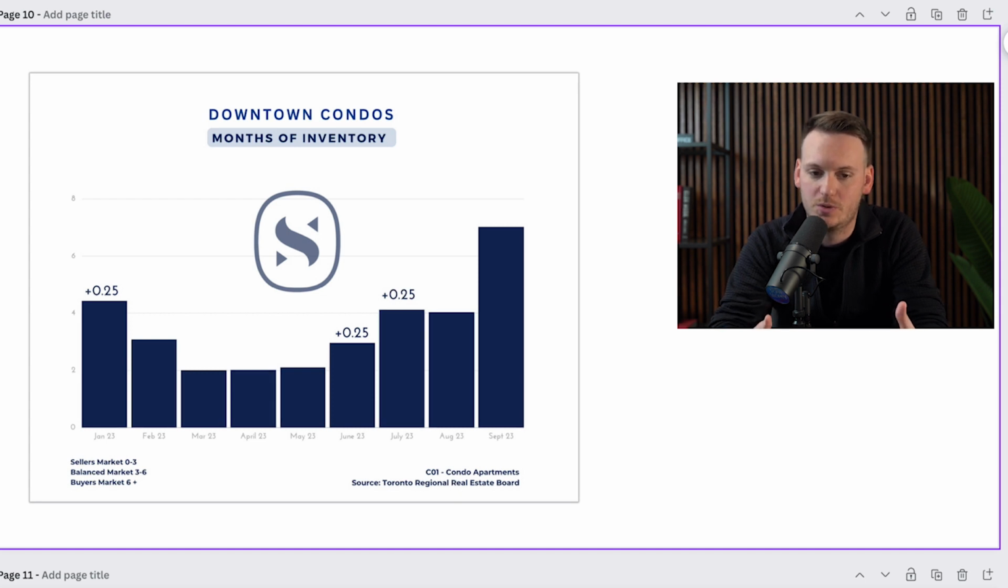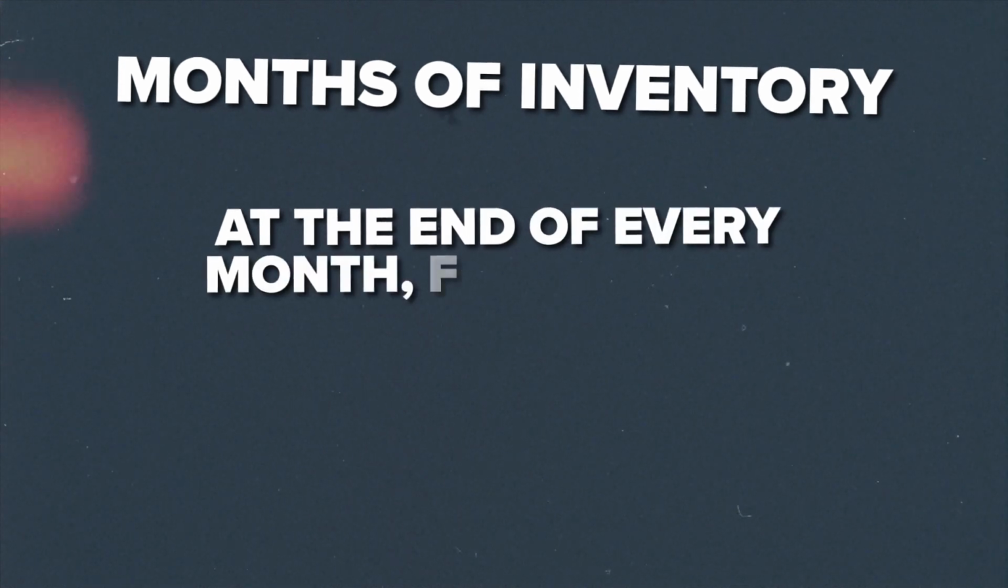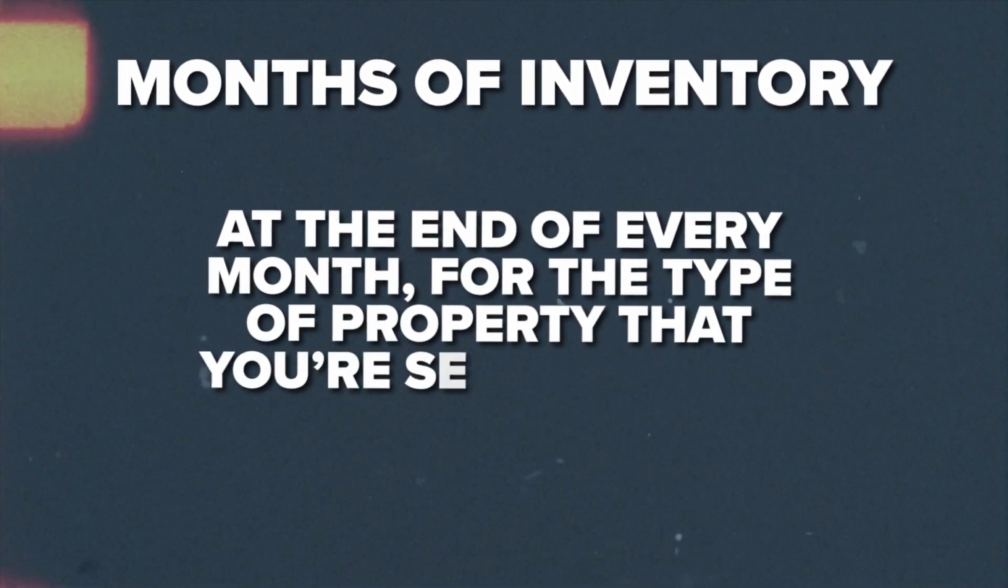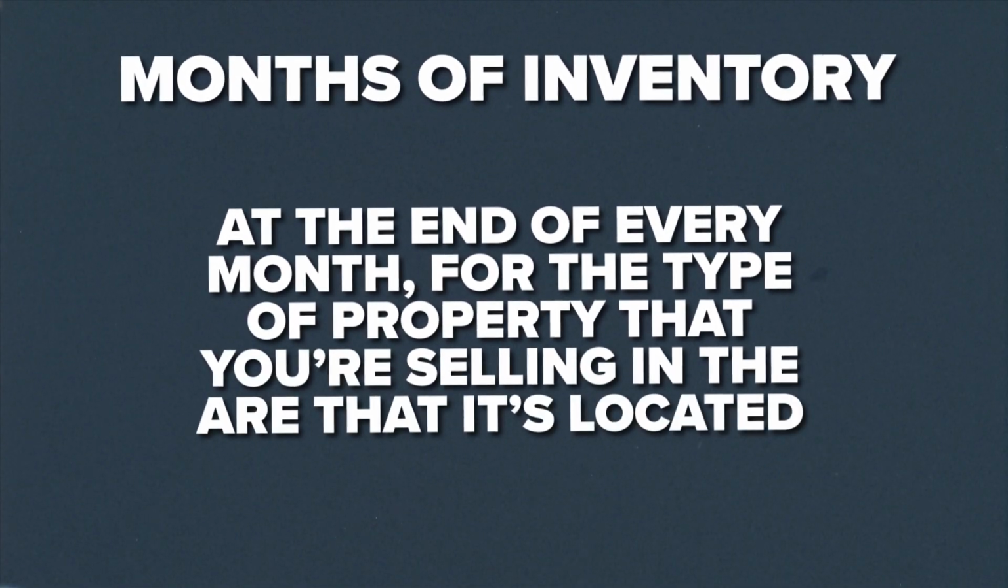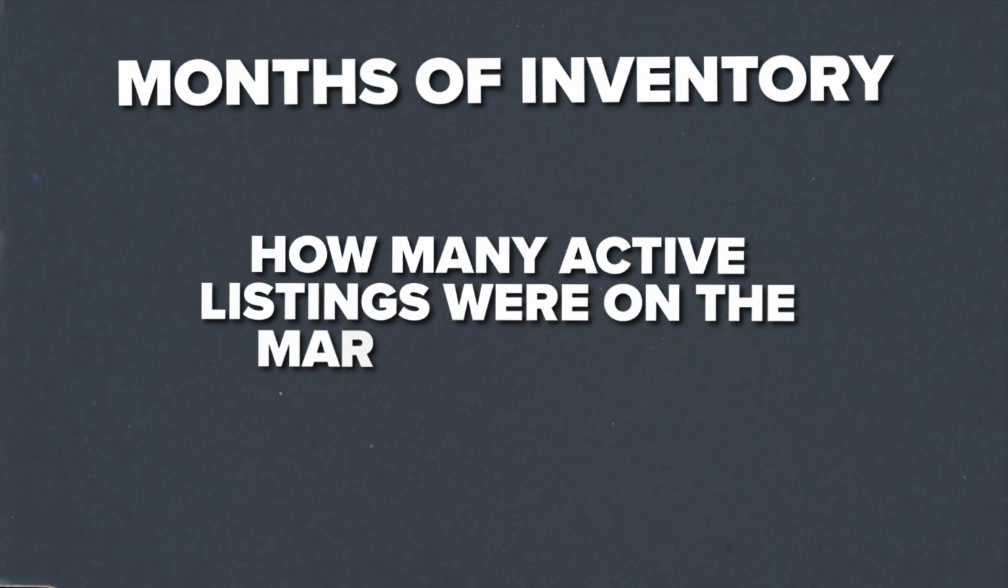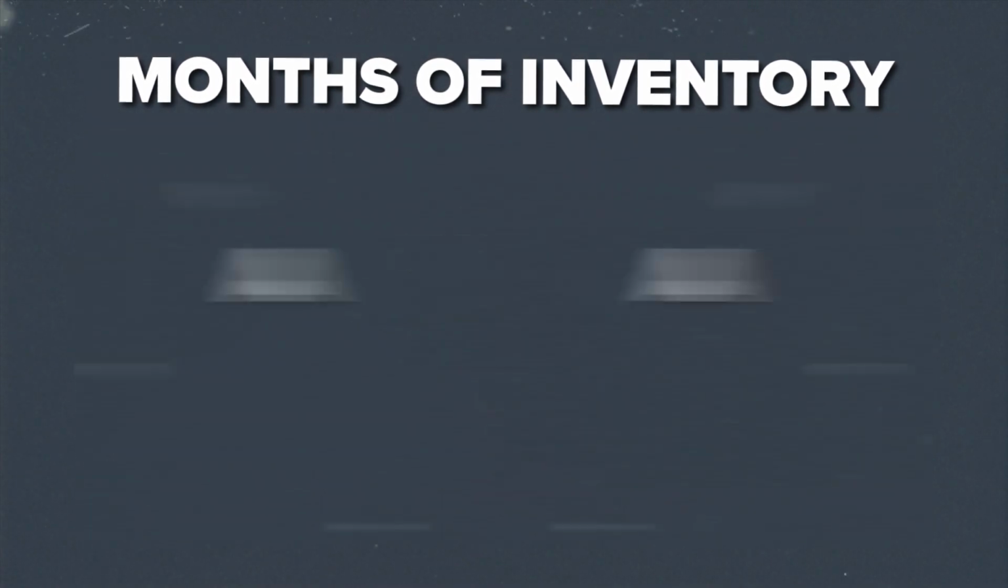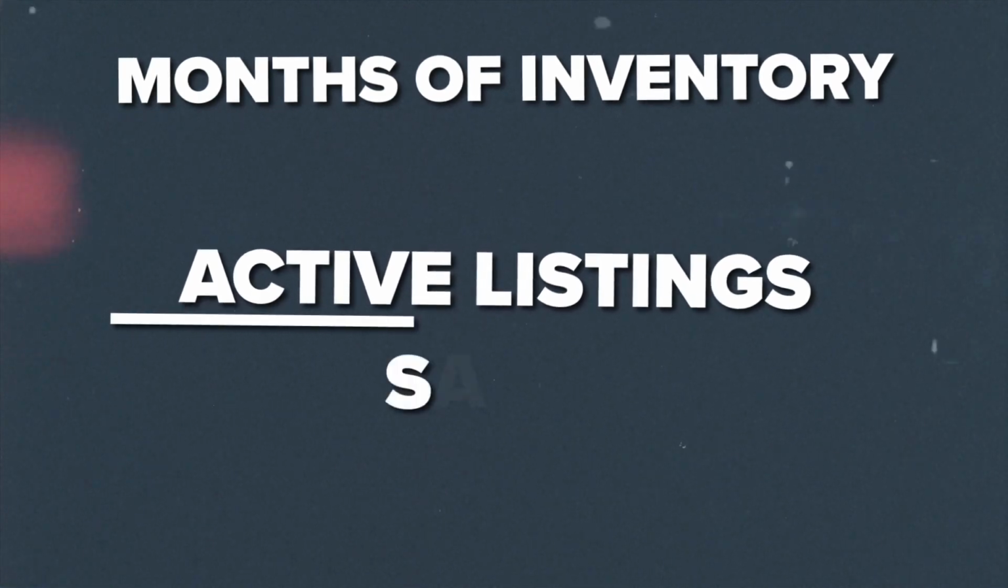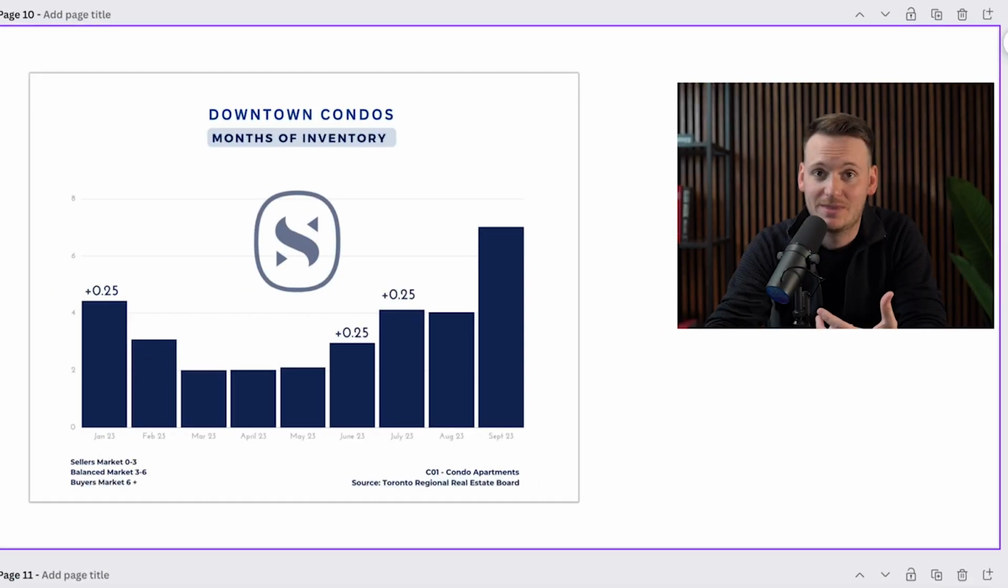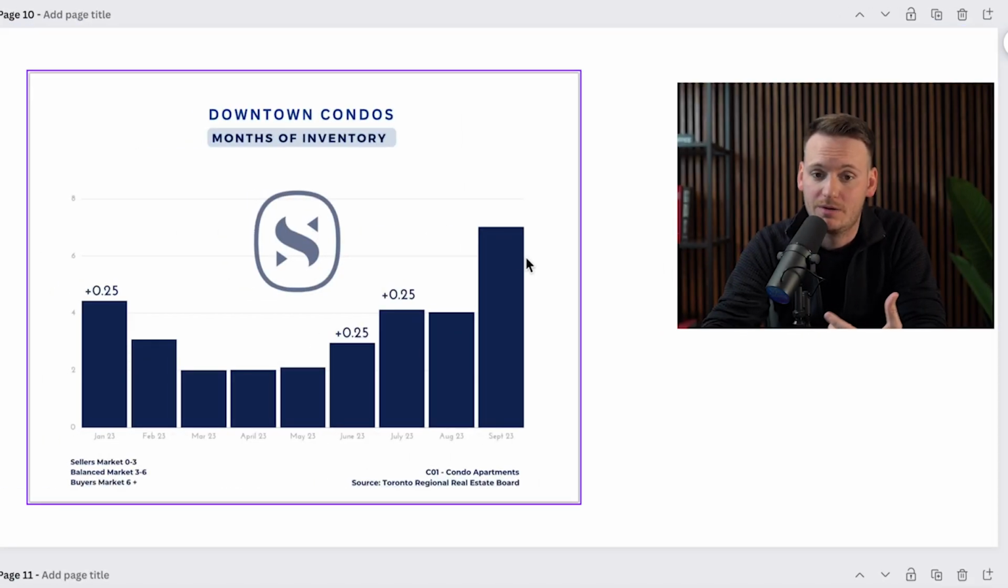Now, months of inventory, okay? If you're a real estate agent, you need to know what this term means. It means at the end of every single month, for the type of property that you're selling in the area that is located, how many active listings were on the market and how many sales happened. Then what you do is you take active listings and you divide it by sales. So I track this number every single month for the areas that I work in.